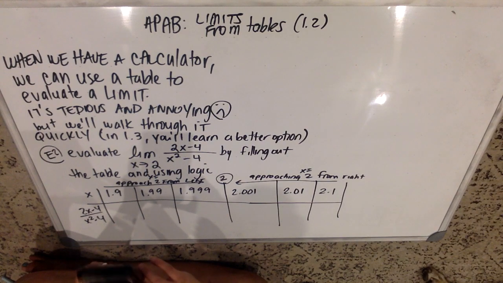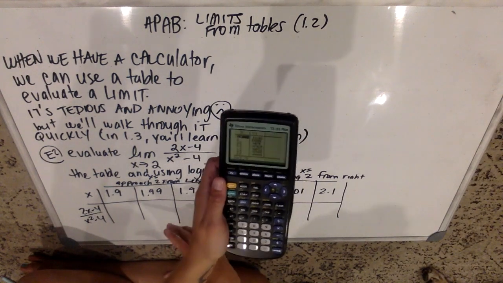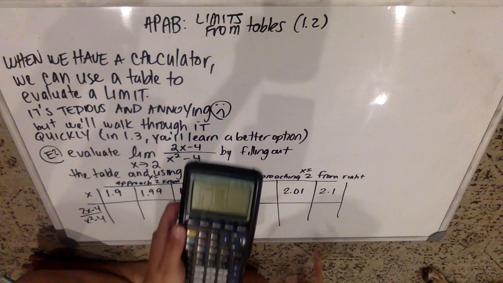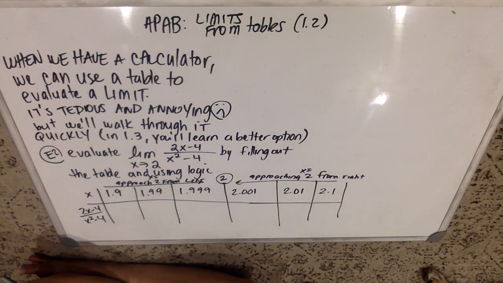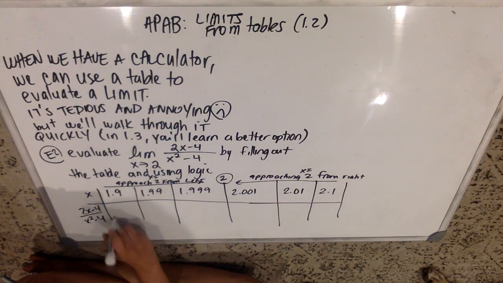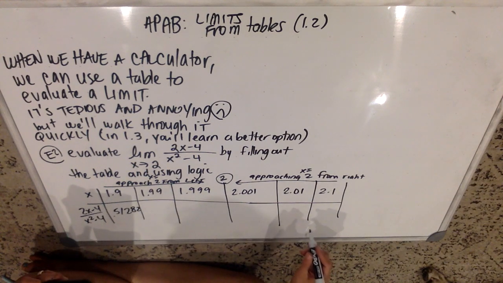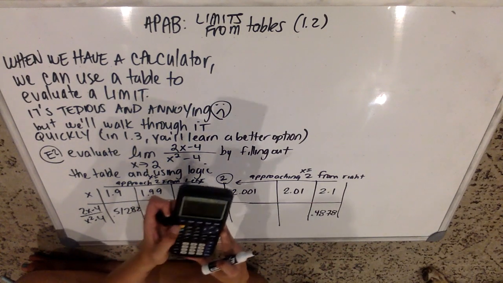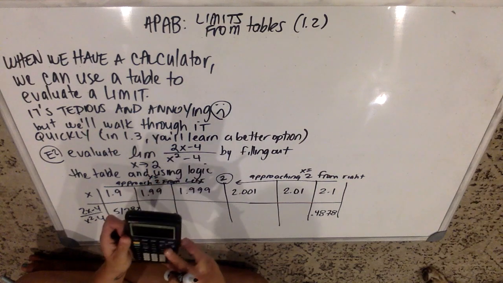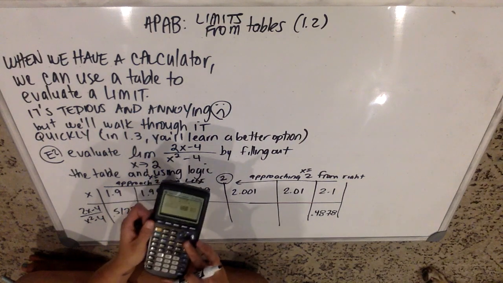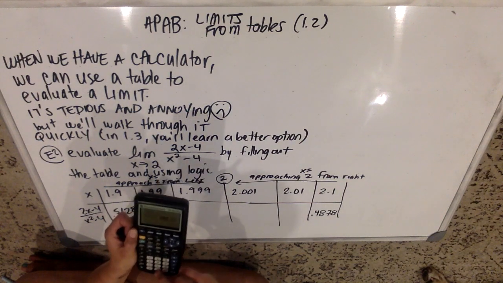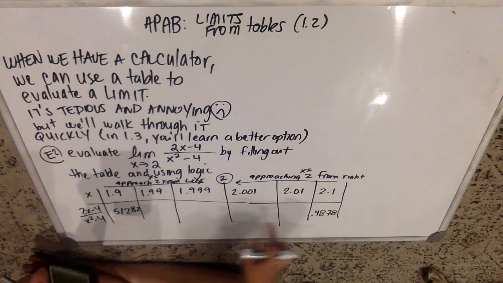But if I scroll up a second, you'll see I have both 1.9 and 2.1 on my calculator. 1.9 was 0.51282, and 2.1 was 0.4878. Now I'm going to go back to table set. Again, this is just a trick, having done this problem a lot of times. I'm going to set my table to start back at 2, and now I'm going to go by 0.01, because that'll get these two.